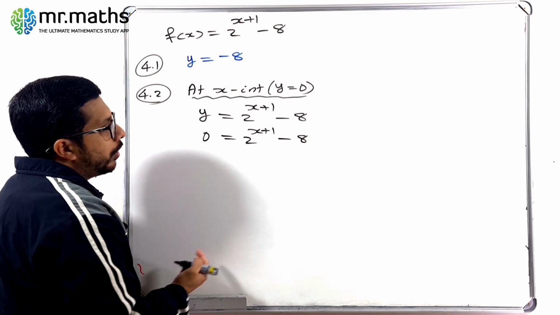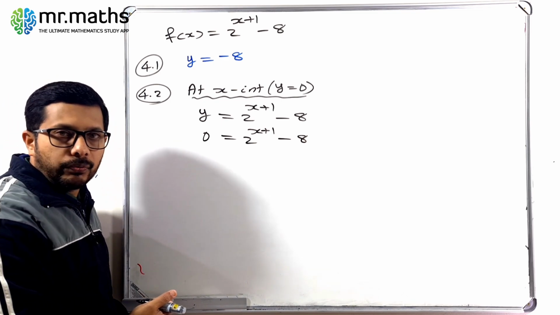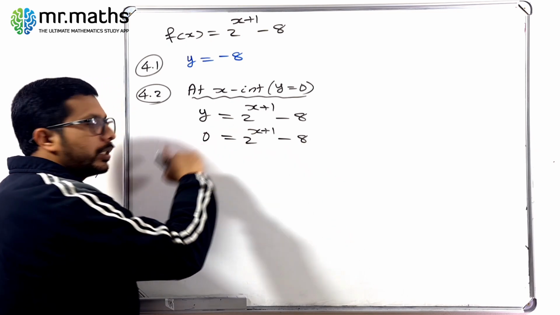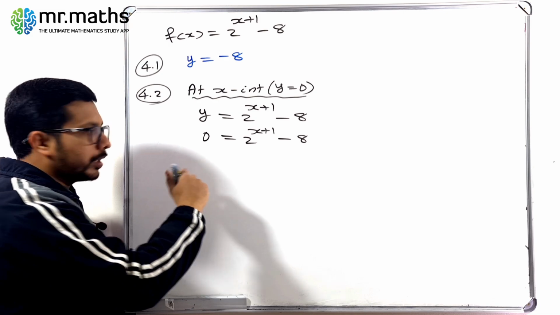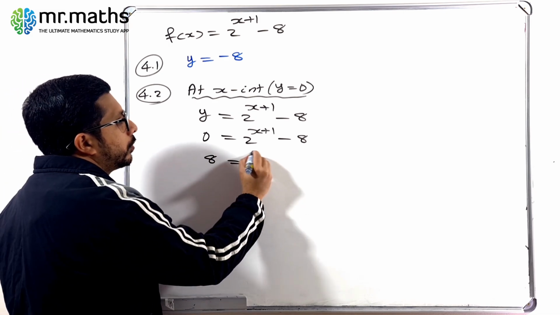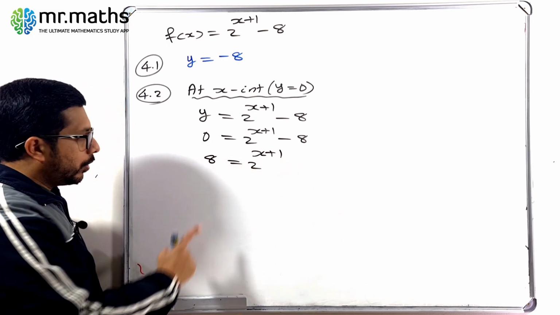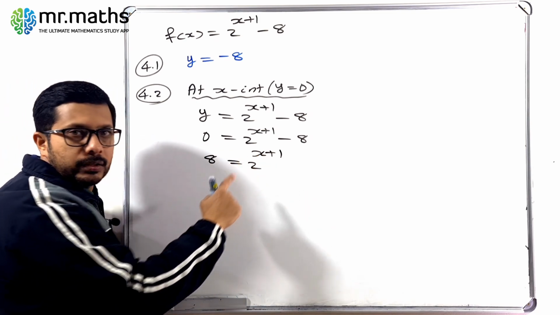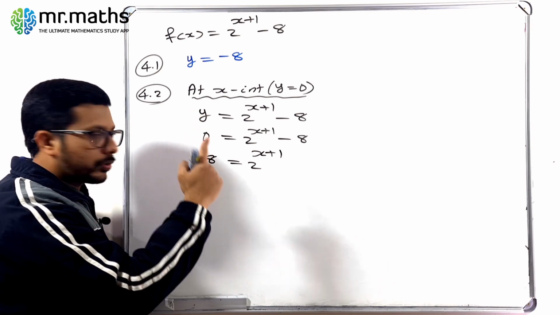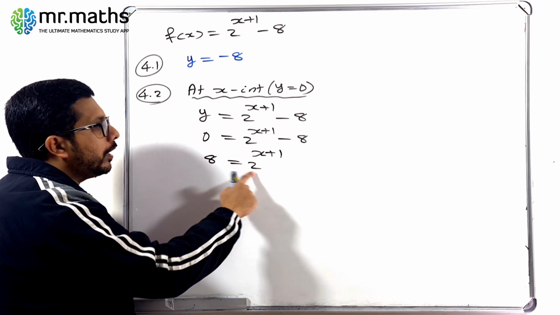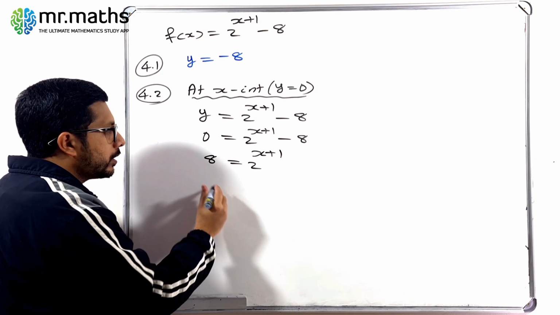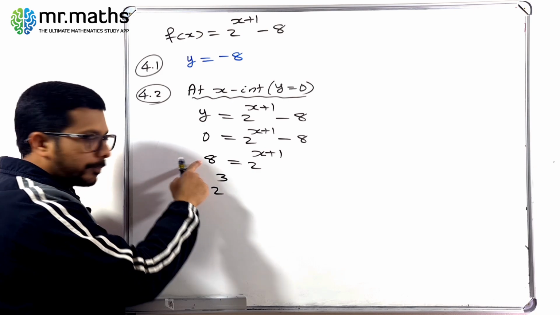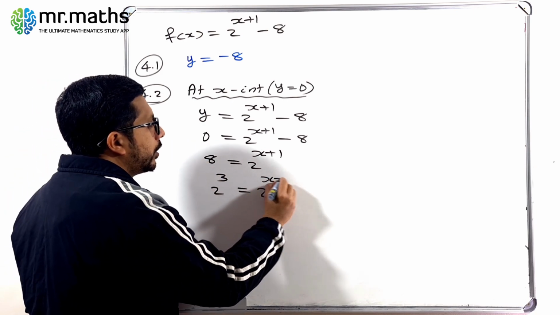Now we have to solve this and try to find the value of x. That is what we want to find. Take this minus 8 to this side, so it is going to be positive 8. So 8 is equal to 2 raised to x plus 1. Now how can you write this 8 as a base of 2? Because the variable we want to find is as a power, here also we have to write the same base. You know that 8 we can write as 2 raised to 3. So 2 raised to 3 is equal to 2 raised to x plus 1.